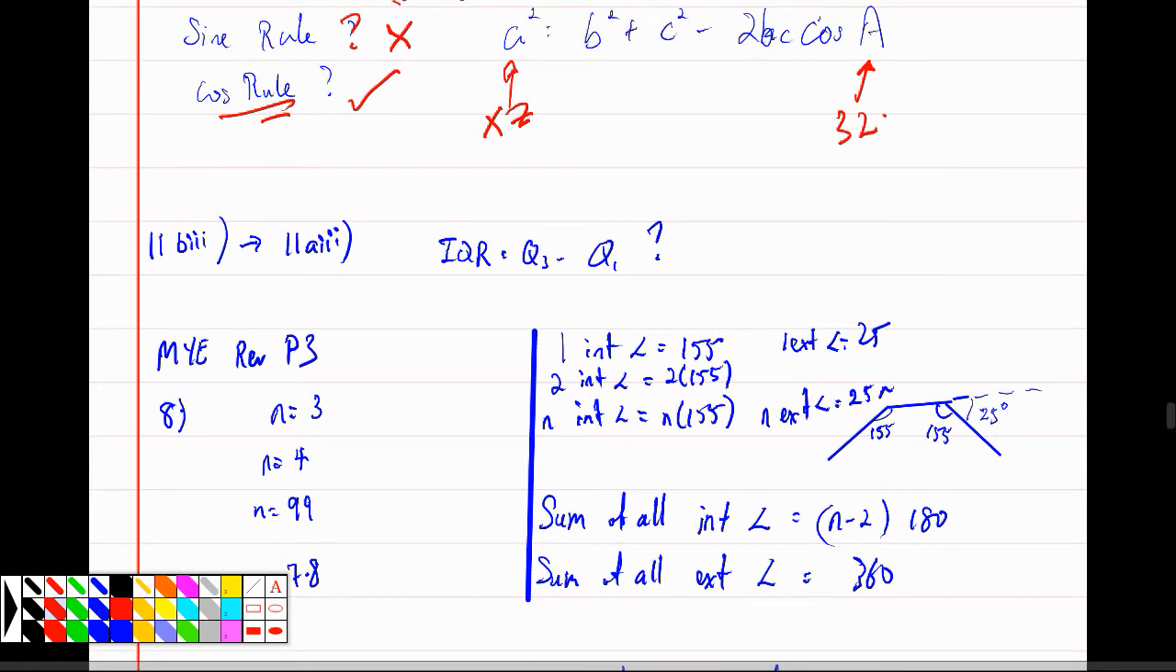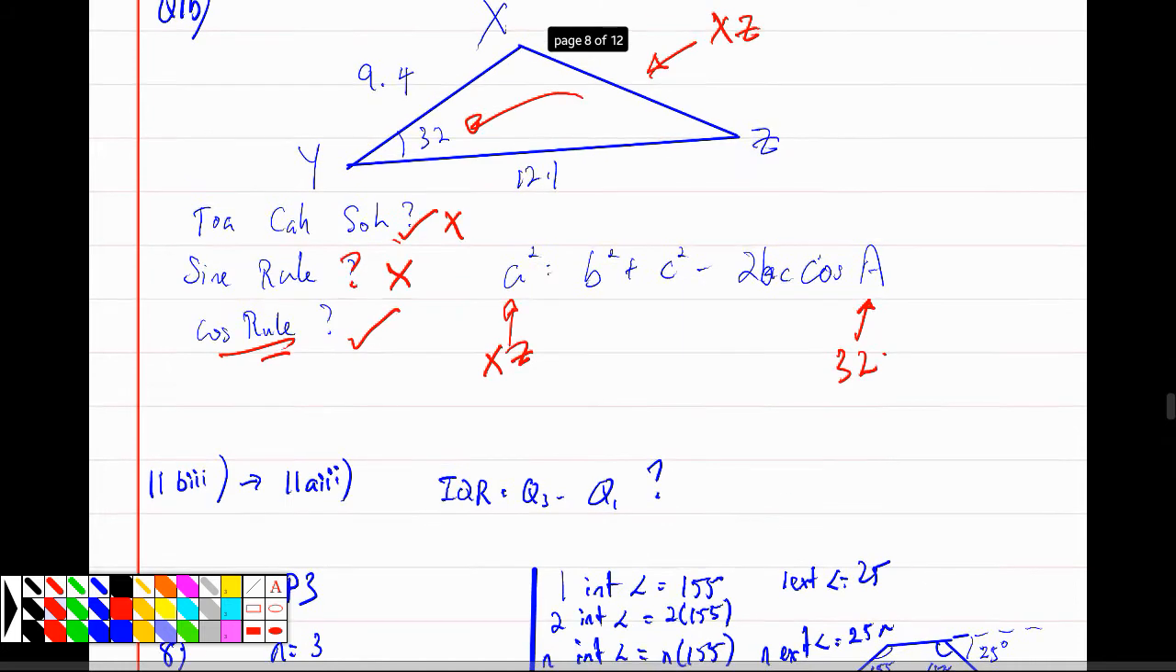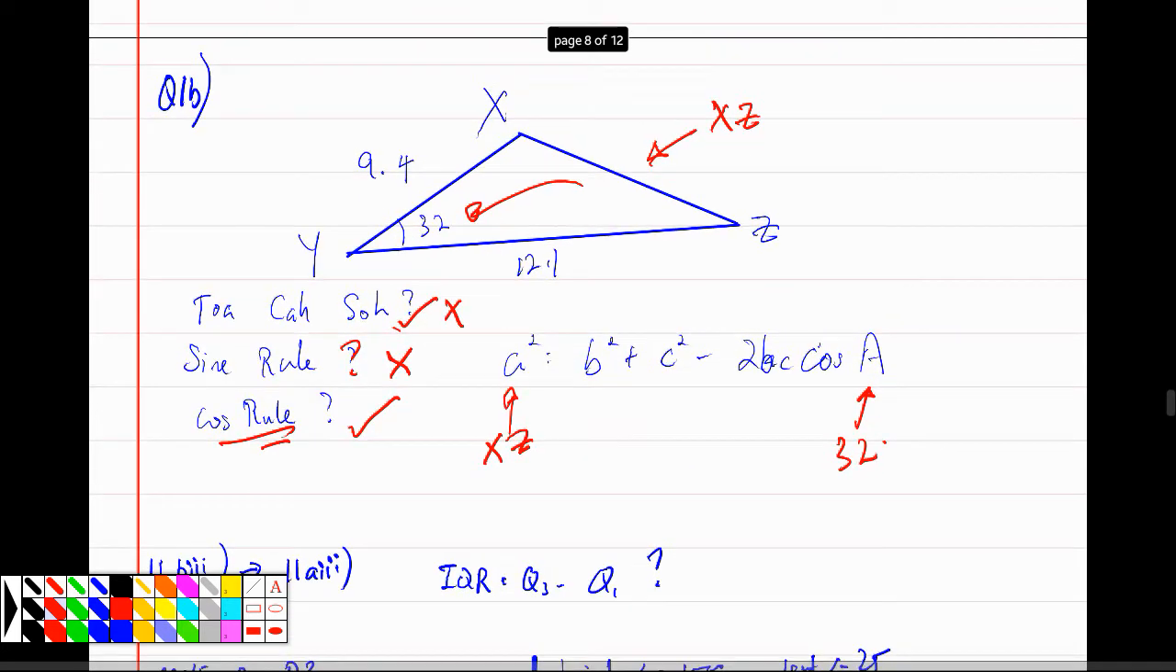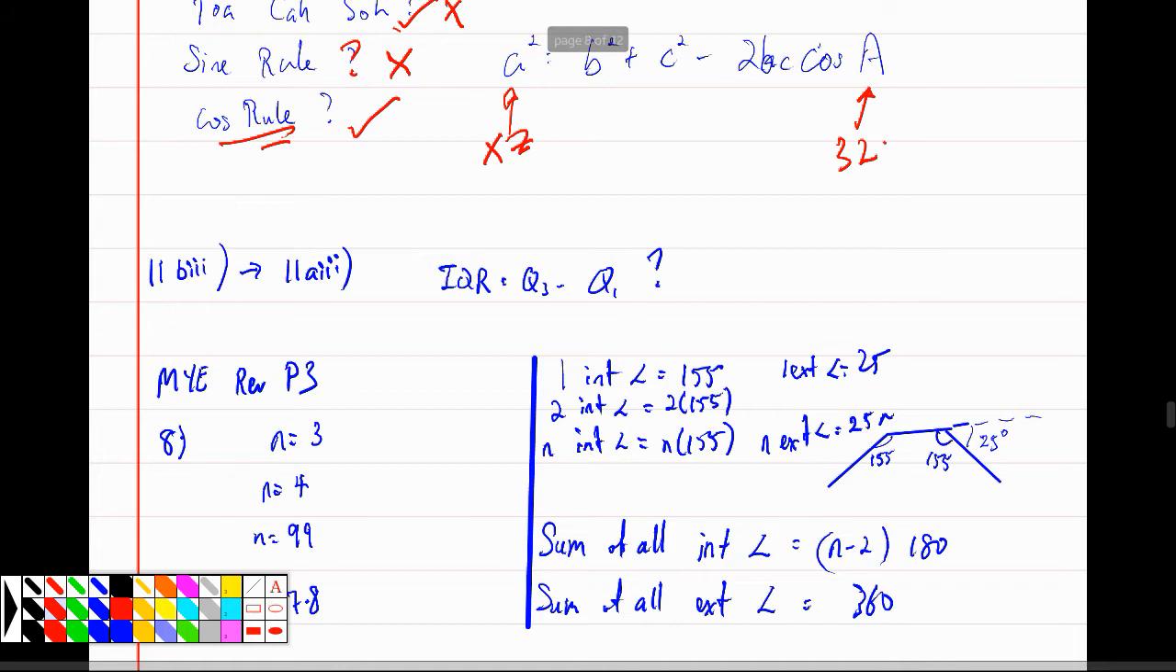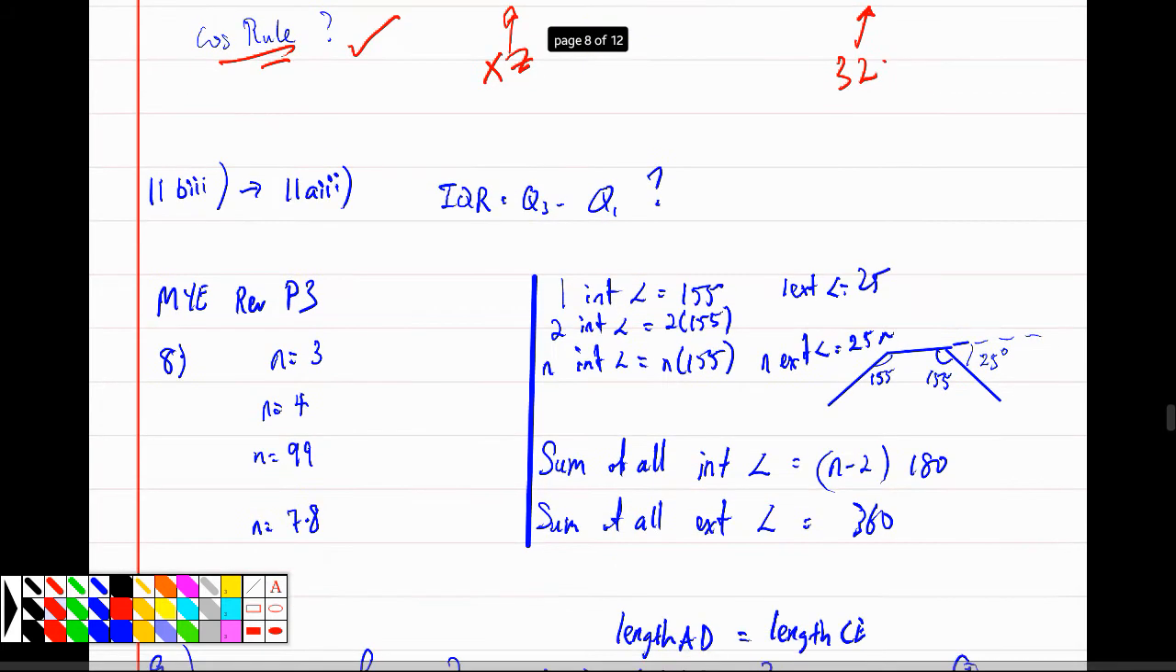11B part 3. Oh, so this is 10B. Alright, 11B part 3. I only found 11A part 3. So they say they want to find IQ. Isn't it Q3 minus Q1? Unless you tell me that Q3 and Q1 is impossible to read. Go ahead and try first.